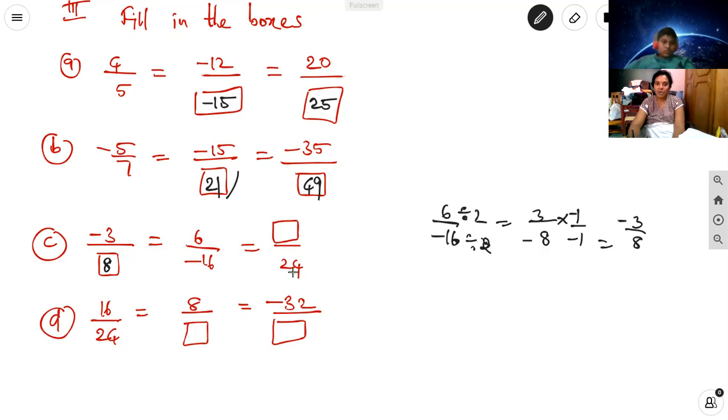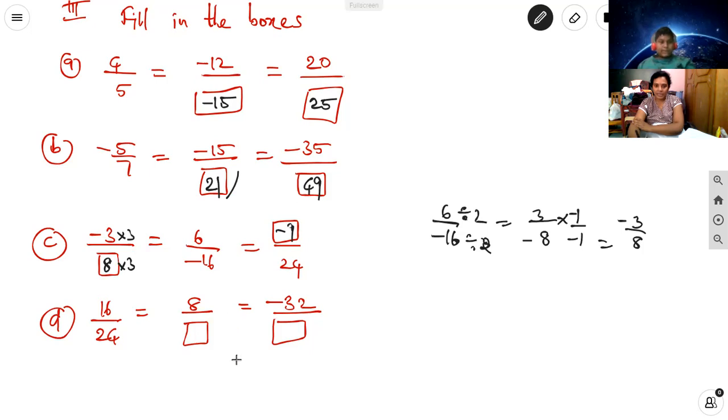Next, 8, how much is 24? Again, you read the 8 table. 8 ones are 8, 8 twos are 16, 8 threes are 24. So you should multiply by 3 in the numerator and denominator. 3 threes are minus 9. Minus 9 by 24 is equal to 6 by minus 16. It is equal to minus 3 by 8.